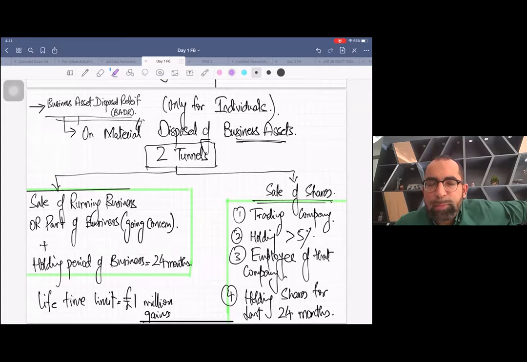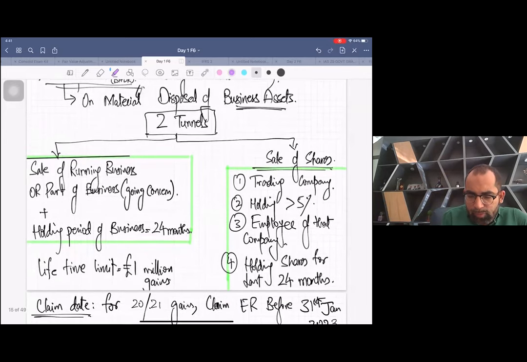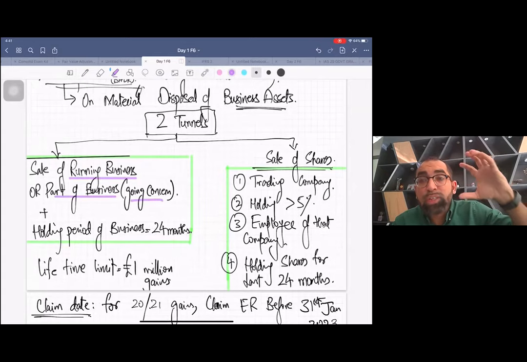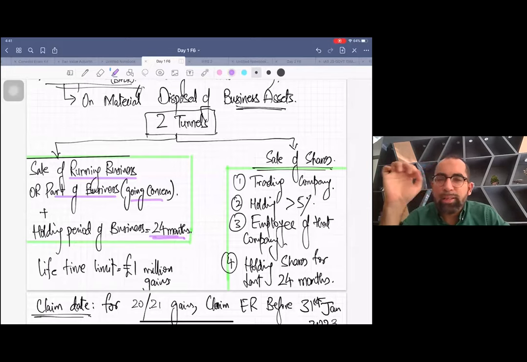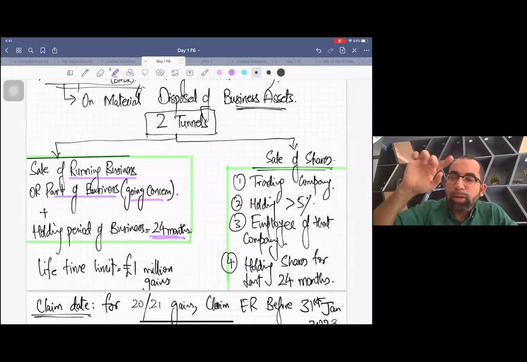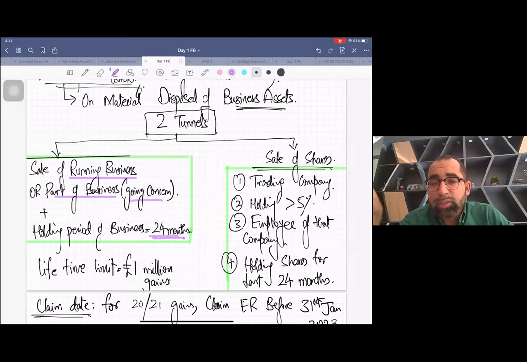If you want to avail this BADR, business asset disposal relief, there are two tunnels through which you can avail it. The first tunnel: sale of running business or part of running business. Running business means going concern, with goodwill. You sell your running business today and the holding period is 24 months. That business must be 24 months old, meaning you have owned that business for 24 months. Then you are eligible for entrepreneur relief. Repeat. The first tunnel is you sell part of your running business and you have the last 24 months ownership period. Last 24 months from the date of sale, you were the owner, right? So you will get entrepreneur relief.